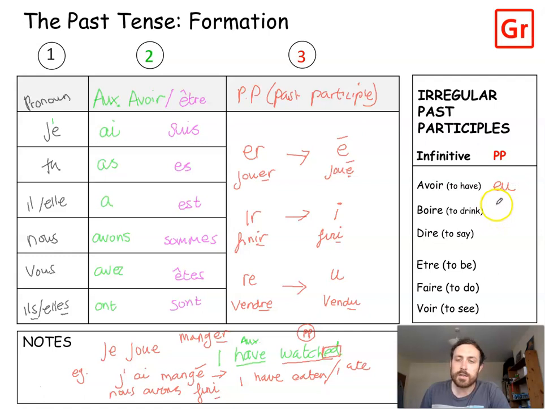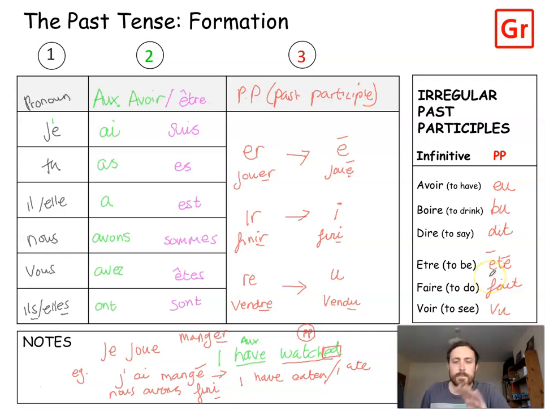Boire, to drink, is going to change to bu. Dire, which is to say, is going to be dit, D-I-T. Être, which is to be, is going to be été, with 2 accents on the E. And faire is F-A-I-T, like that. And lastly, voir, to see, so I saw would be j'ai vu, not, because obviously there's an IR here, so it wouldn't quite work with this structure. So these are our irregular past participles here.